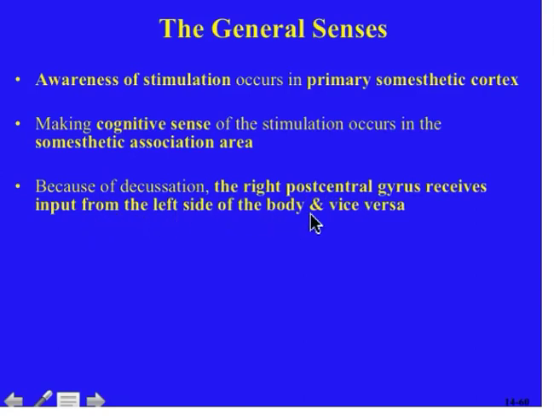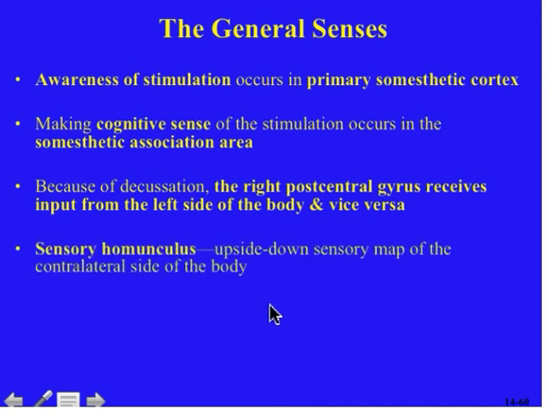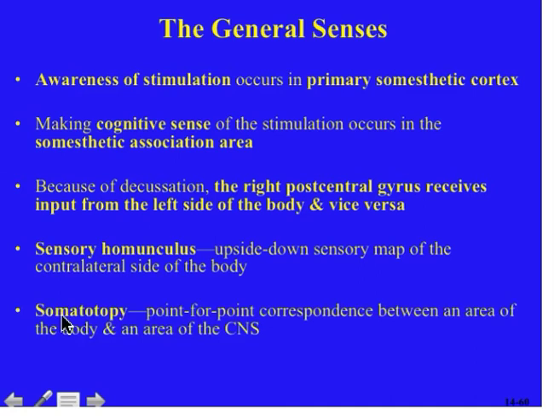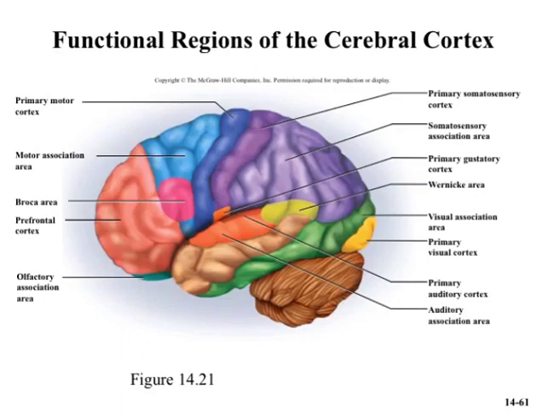Remember that decussation means to cross over from the ipsilateral side to the contralateral side of the body. The sensory homunculus, as we just saw in the previous slide, is an upside-down sensory map of the contralateral side of the body. Somatotopy, again, is the point-for-point correspondence between an area of the body and an area of the central nervous system. And now we finally get to figure 14.21, the association areas of the brain and where they lie.